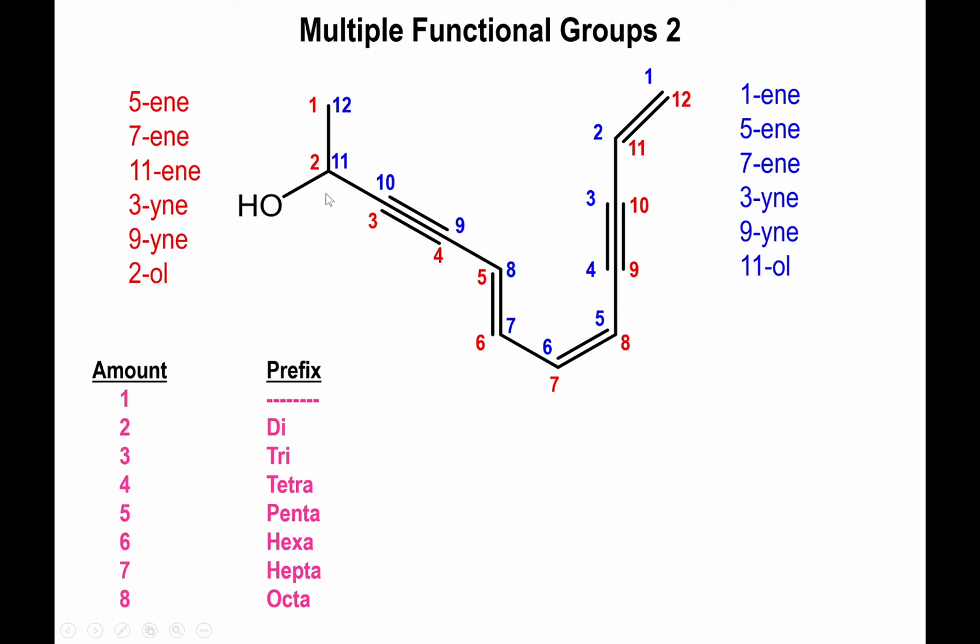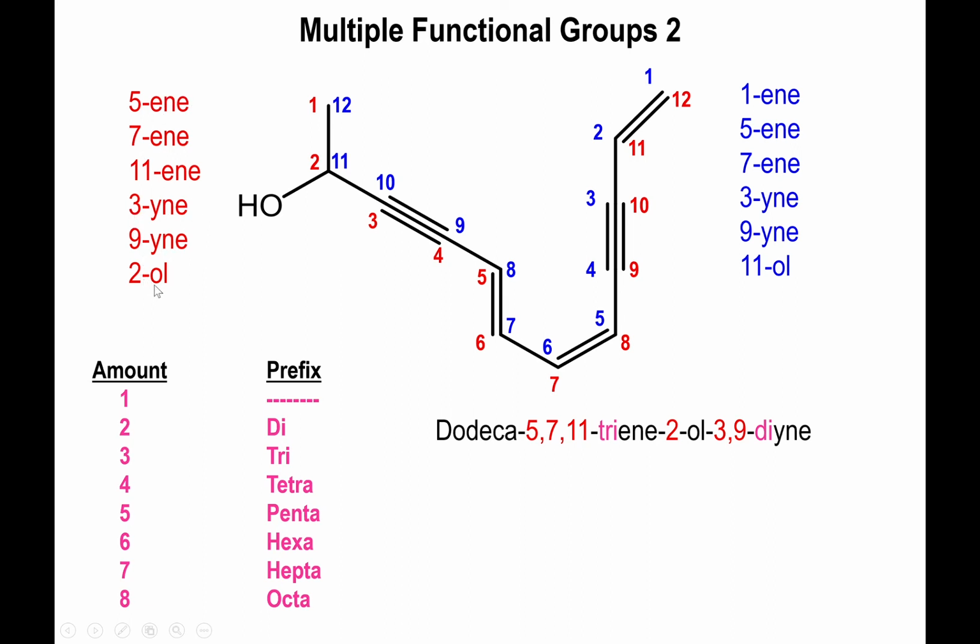So if we were to name this molecule, first of all, we have 12 carbons in the chain. So we're dealing with dodec for the prefix. And counting the number of things we have here, we have a total of 3 alkenes at positions 1, 5, and 7 if we go with the blue series, 2 alkynes at positions 3 and 9 in the blue series, and 1 alcohol. Right, and the red series is 5, 7, and 11 for the alkene series, 3 and 9 for the alkyne, and 2 for the alcohol.